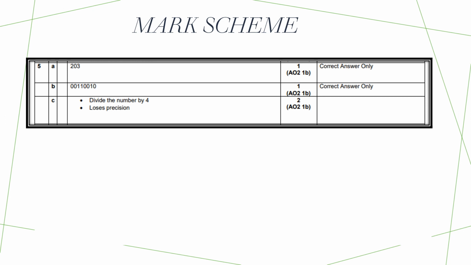For 5C, lots of people will put it's used for division, but for the second mark, we need to mention that it is not exactly precise. So in other words, for that particular number, you can't actually divide it by 4 without it turning into a decimal, and the decimal is lost in this particular case. So many people will have lost the mark on that one. They might have put something about division, but nothing to do with precision.